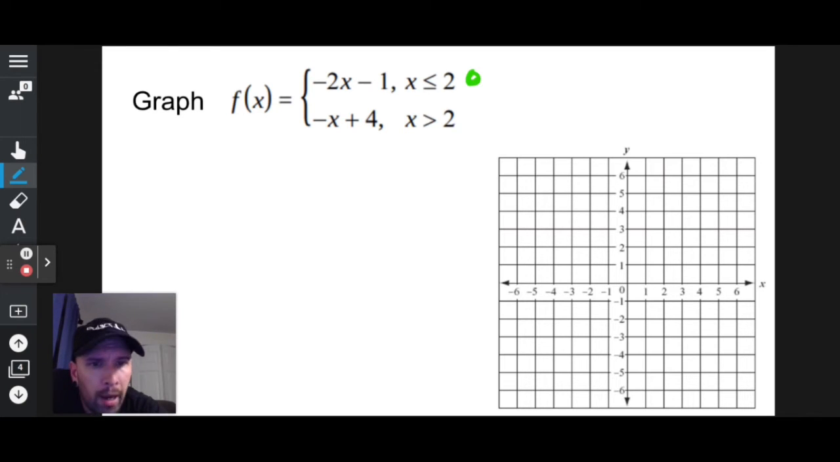Negative 2x minus 1 means I start at negative 1. Slope of negative 2 has me going up 2 over 1, up 2 over 1, up 2 over 1, up 2 over 1, down 2 over 1, down 2 over 1, down 2 over 1. Draw your line.